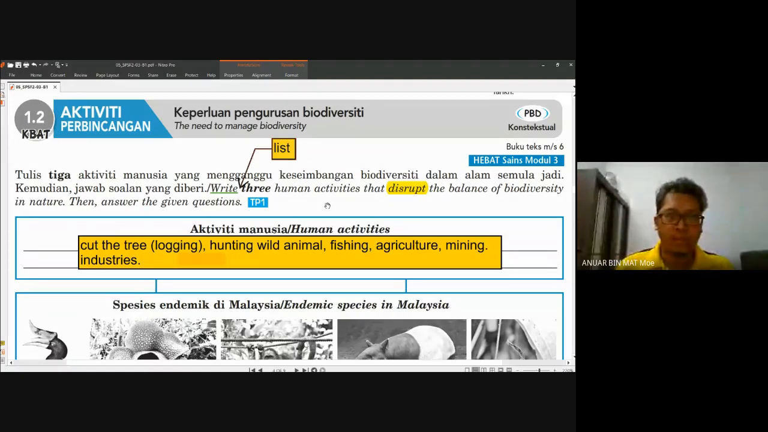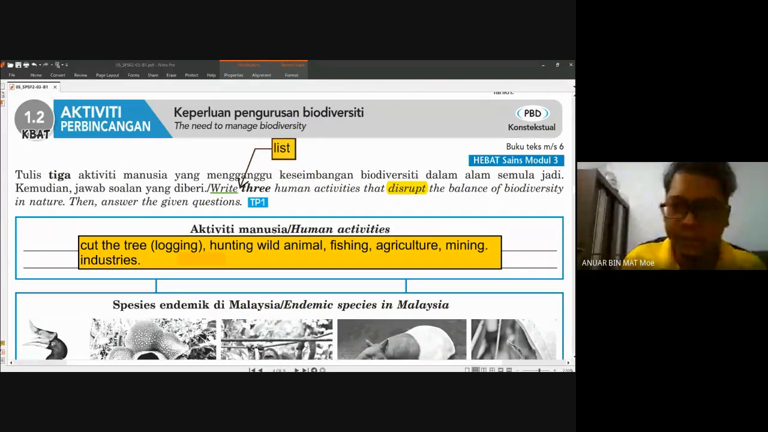For example, logging. Logging meaning what? Logging is people explore or cut down the tree to make furniture. And then when the people cut down the tree, the habitat of animals will be destroyed. That is the example of explaining. But if the question asks you only to write or to list, you just write the activities only. No need to explain. Can you understand this? Boleh faham ya? Only short answer, right?